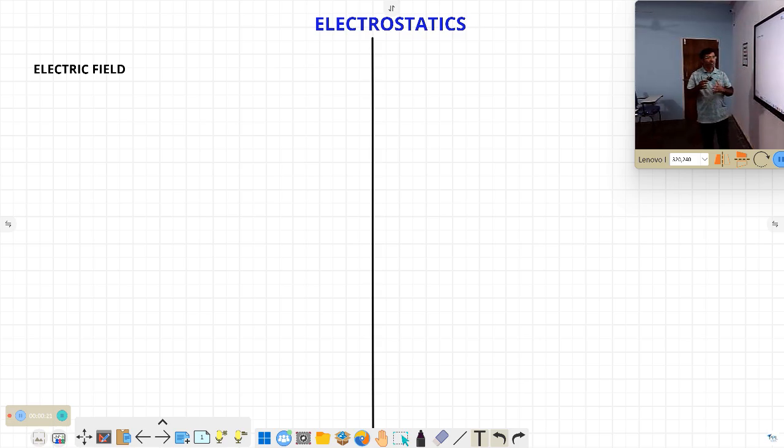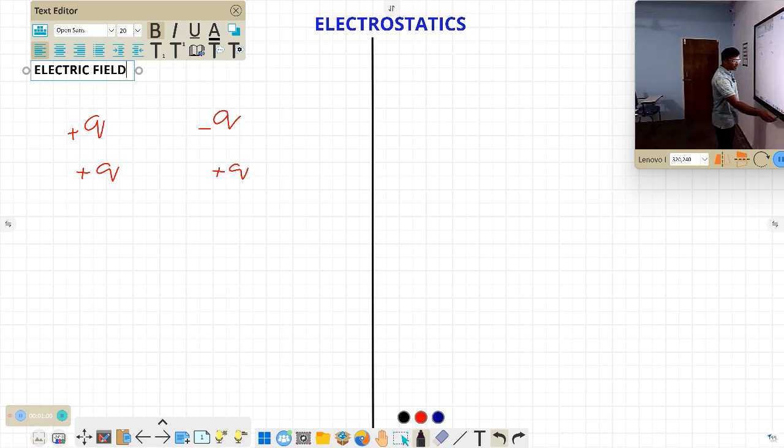Practically speaking, it is an imaginary concept, not practically existing, but using this concept we are able to explain the interaction between the charges. You know that according to Coulomb's inverse square law, when two charges, plus q and minus q, are taken, they attract each other. If we take two similar charges, plus and plus, they repel each other. The strength with which they attract or repel, we can explain using an imaginary concept called the electric field concept.